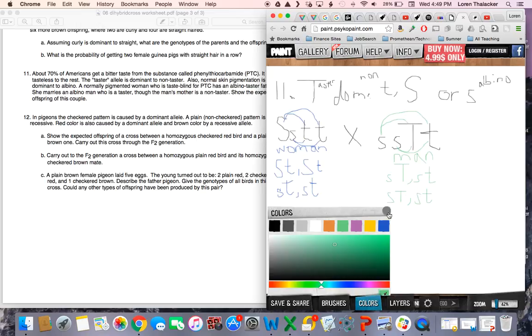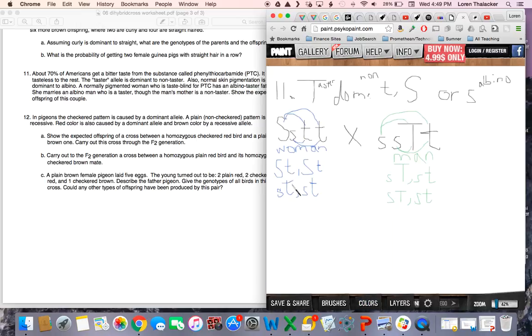Okay, and then to figure out our expected offspring of this couple, we need to put our 4 gametes at the top of our Punnett square and our other 4 gametes on the side of our Punnett square, and then we'll cross those 4 gametes with the other 4 gametes to get our offspring.